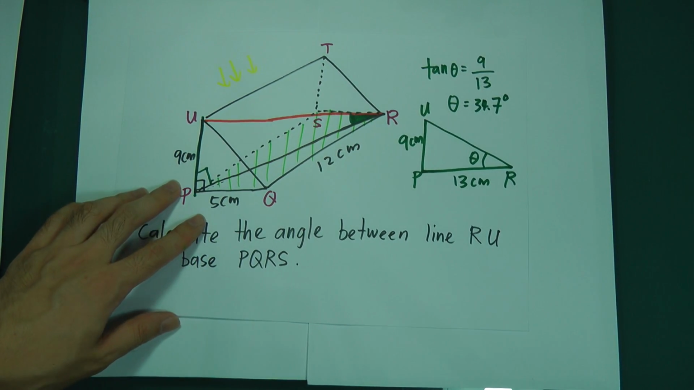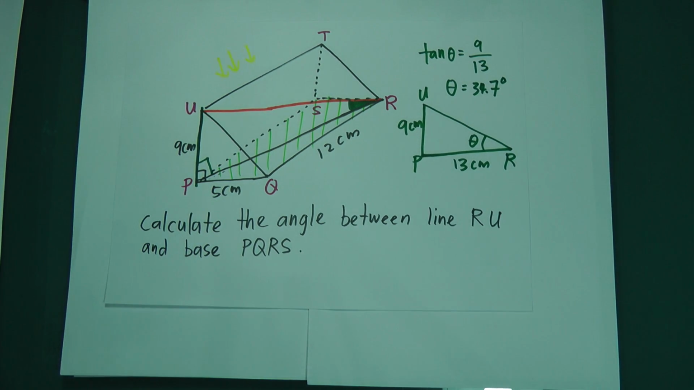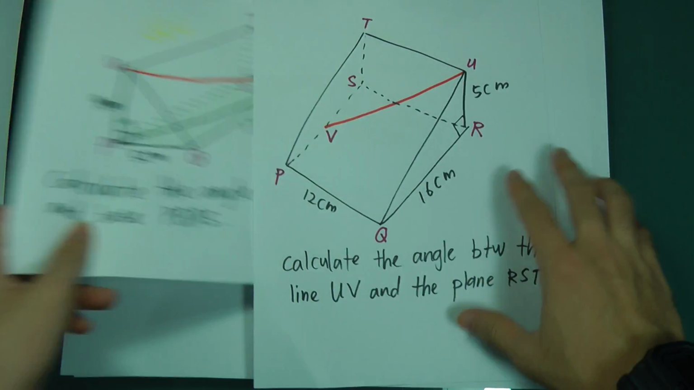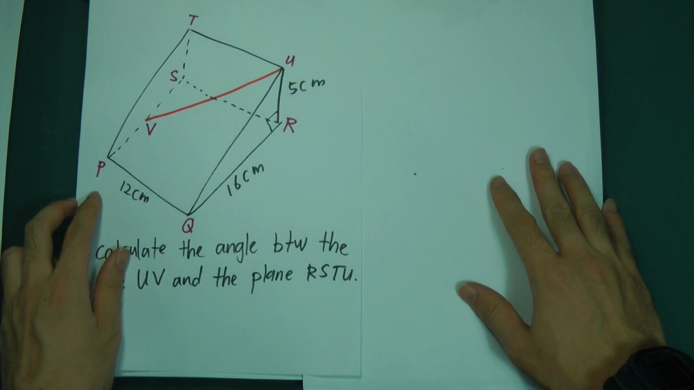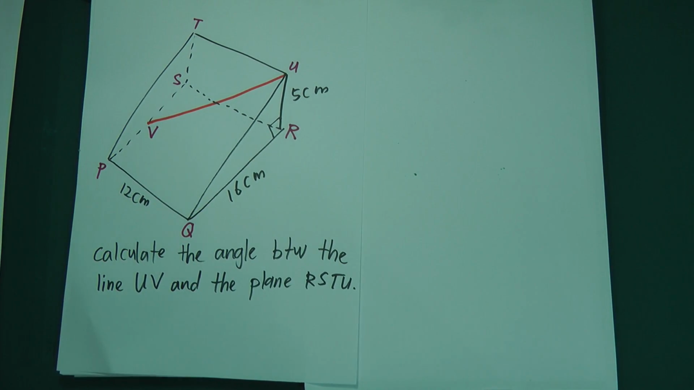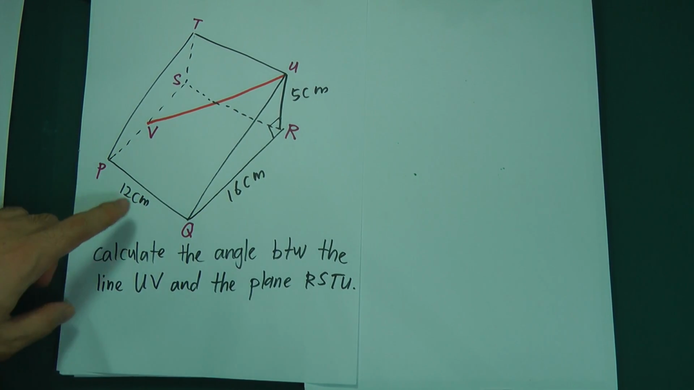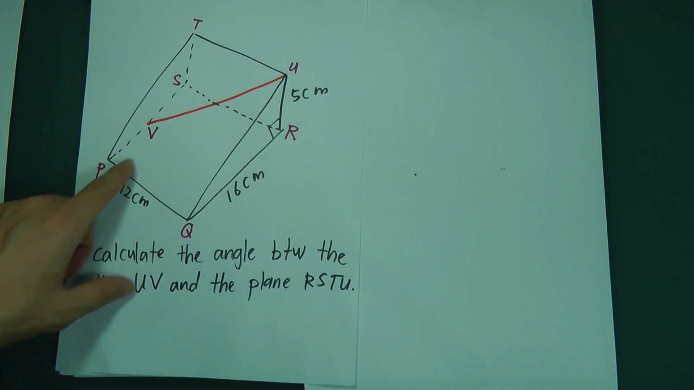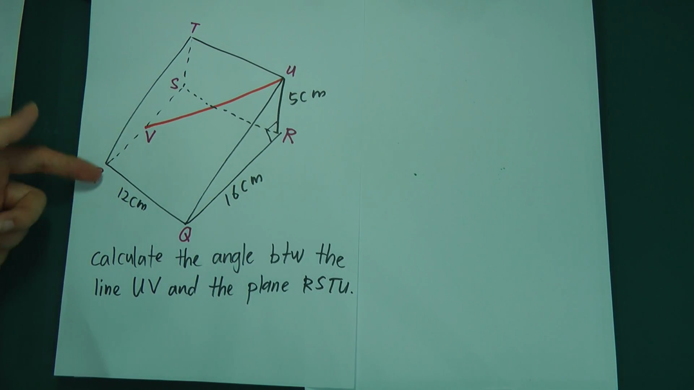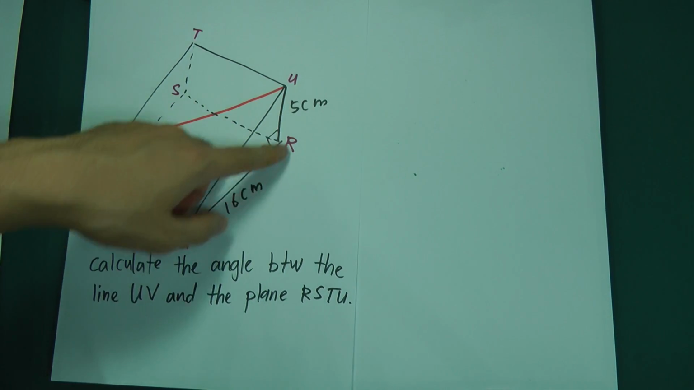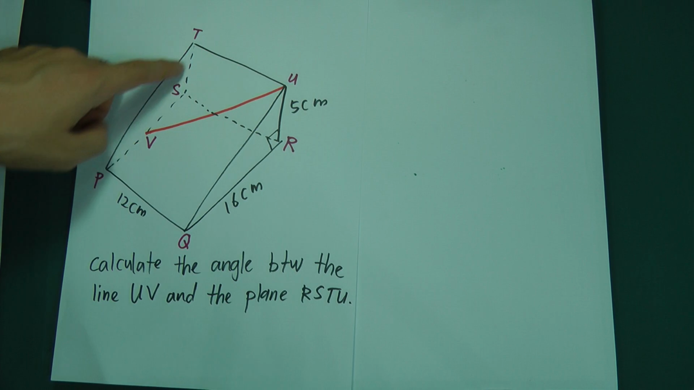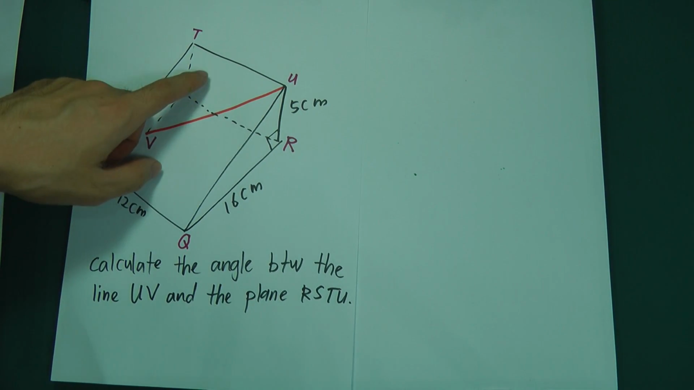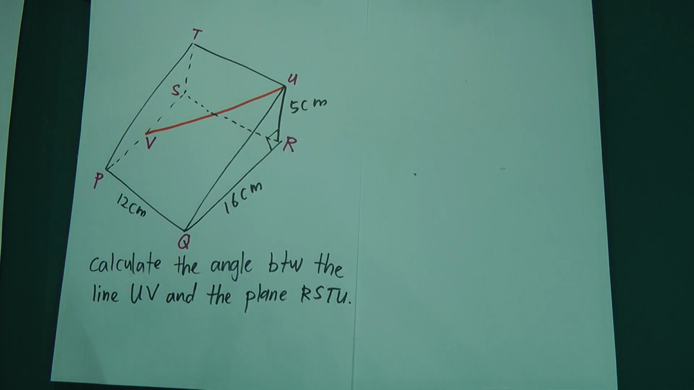Okay, we go one more before we go to the plane. For this one, this is also a prism. Obviously, V is the midpoint of PS. This is a right triangle, this is a right triangle also, and this one is a rectangle. You have a right triangle here, and a few rectangles over here.